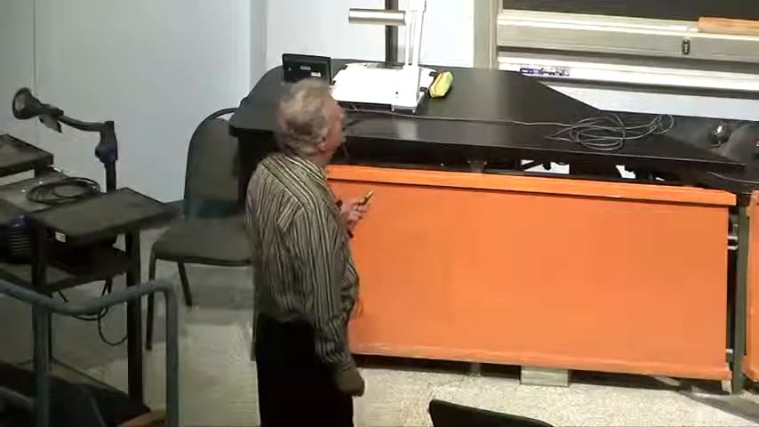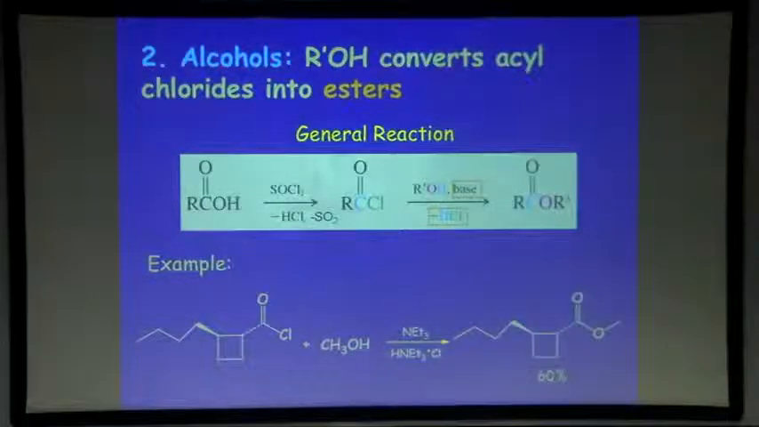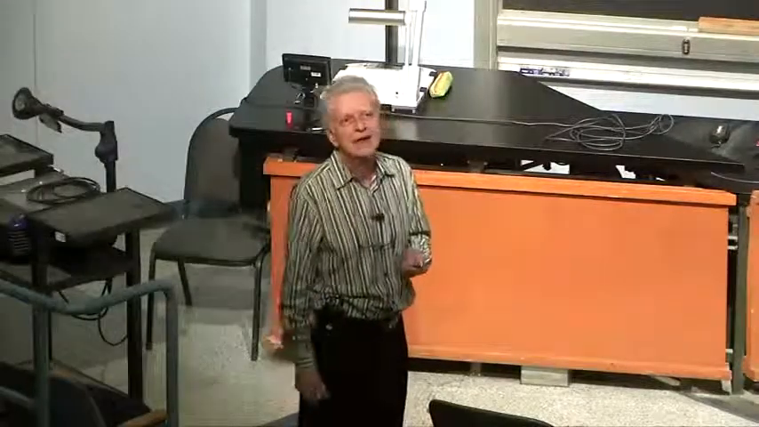Alcohols, we treat them as alkylated water. They react like water, but in this case they make an ester. So an alcohol, ROH, makes the ester. Operationally, organic chemists frequently add a base, typically a tertiary amine, to mop up the HCl as the ammonium chloride. Or you add pyridine, which is also a mild base. Or carbonate, for that matter.